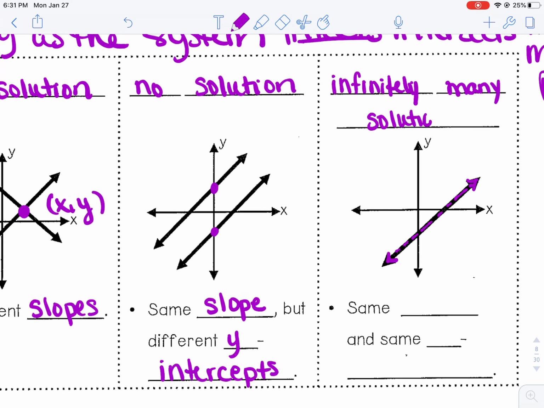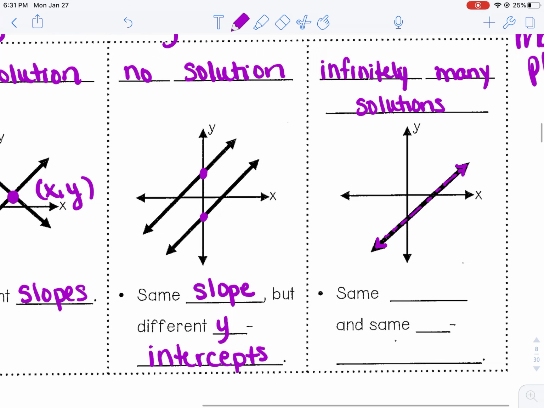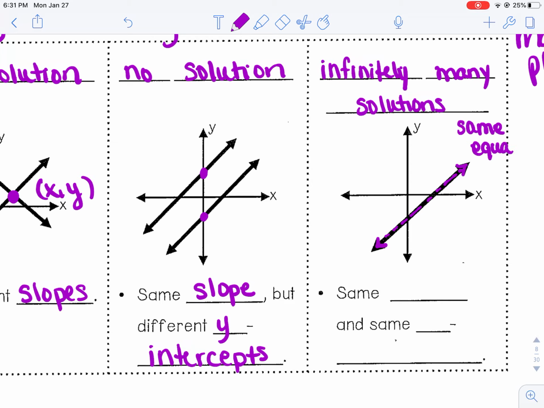Okay, so someone in second or third period said, do you mean that they would basically be the same equation? Yeah, but they're not going to look like it on the outside. Okay, so they have the same slope, just like the parallel lines do, but they also have the same y-intercept. Okay, so when they're both placed in slope-intercept form, they have the same equation. So let's take a look and see what these two situations look like.